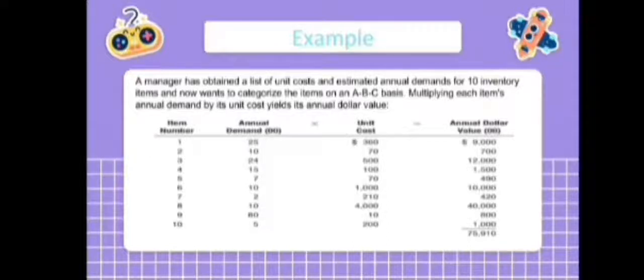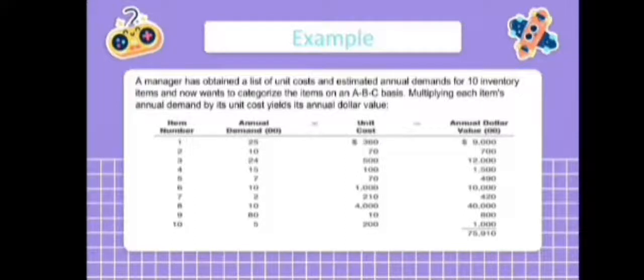So the first step is, for each item, multiply annual volume by unit price to get the annual dollar value. In the first item, we have an annual demand of 25. We will multiply it by the unit cost, which is 360 US dollars, which is equal to 9,000 US dollars. It is the same for the rest of the items: multiply the annual demand by the unit cost.